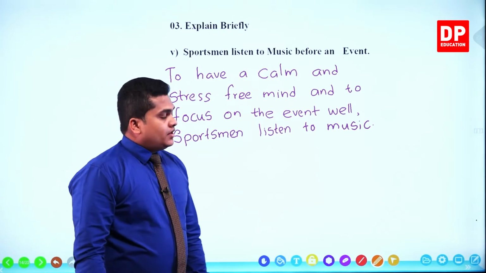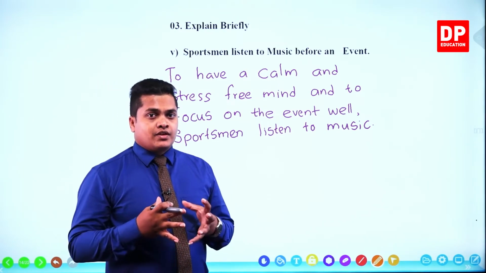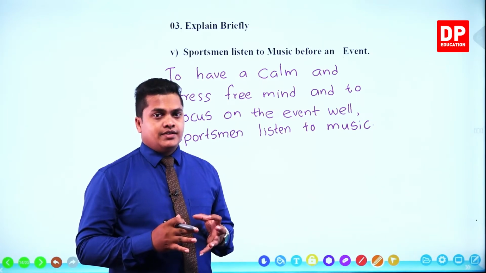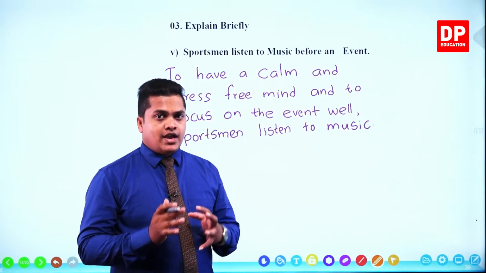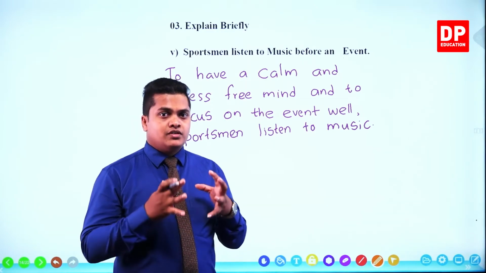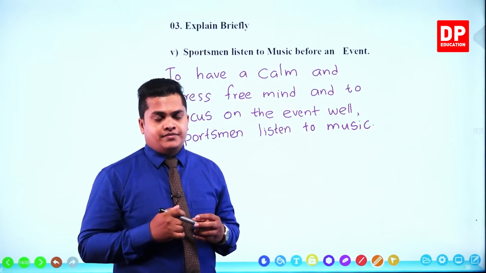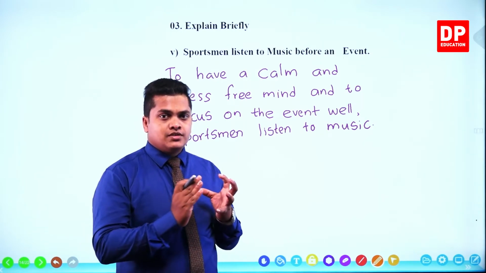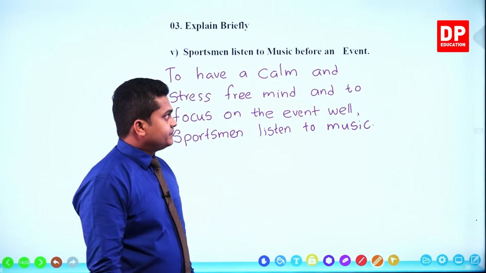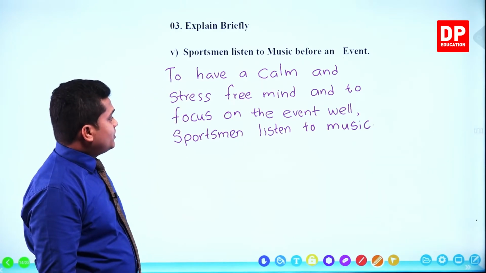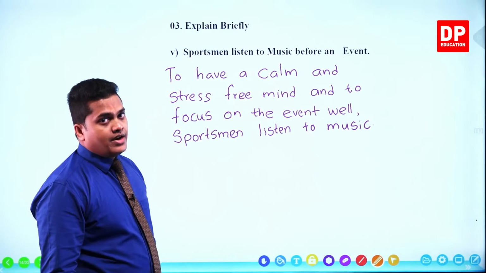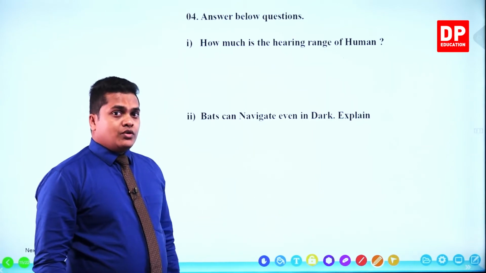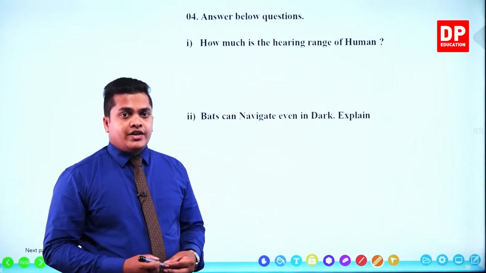So it helps to calm the mindset of the sportsman, right? It helps to calm down the mind and to give a good stress-free mind. So by that way, the sportsman can concentrate and focus on the upcoming event. So this is the reason why sportsmen listen to music before an event, right? So that's all about the explanation part.